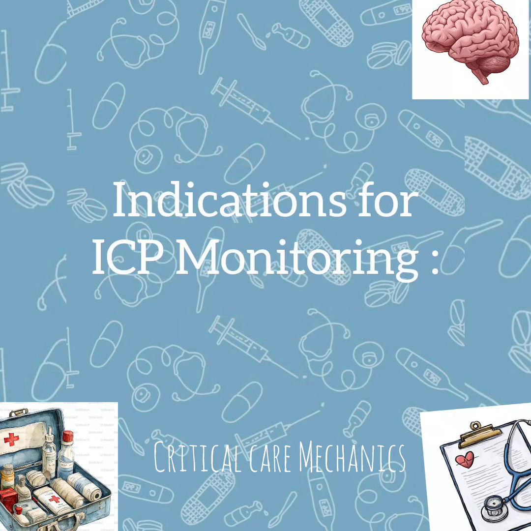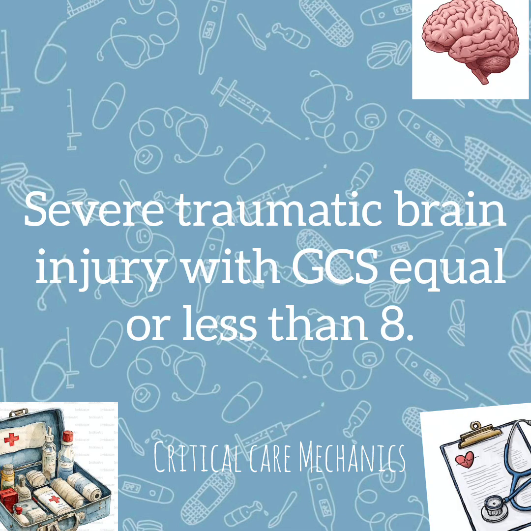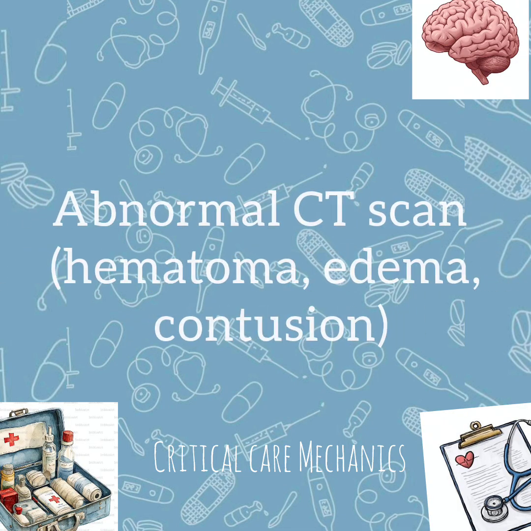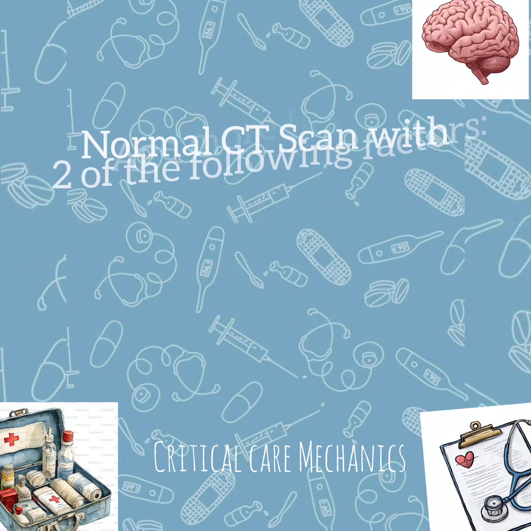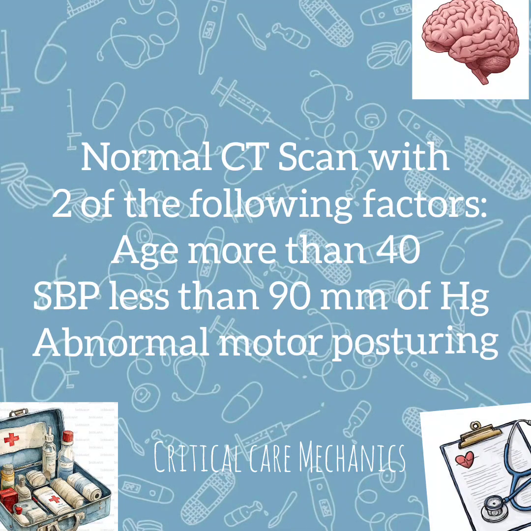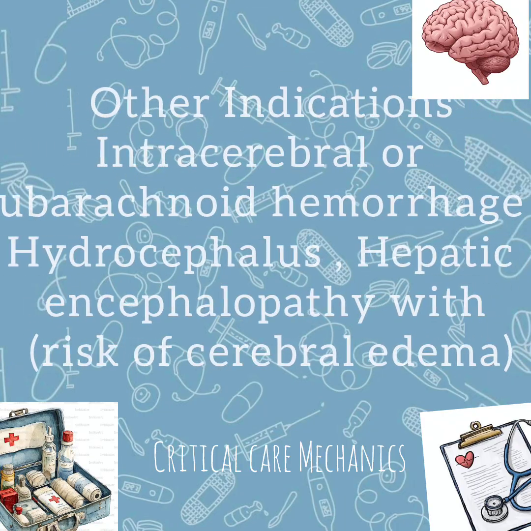Indications for ICP monitoring. Severe traumatic brain injury with GCS equal to or less than 8. Abnormal CT scan: hematoma, edema, contusion. Normal CT scan with 2 of the following factors: age more than 40, SBP less than 90 mm of mercury, abnormal motor posturing.